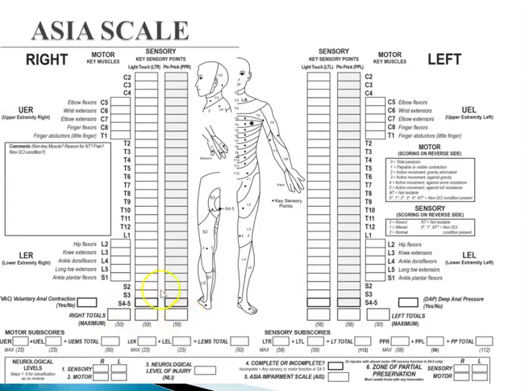This is the right side light touch and right side pinprick. Similarly, we check the sensation of light touch and pinprick on the left side. So the total score is 56 plus 56, which comes to around 112. So how do we calculate the total level?